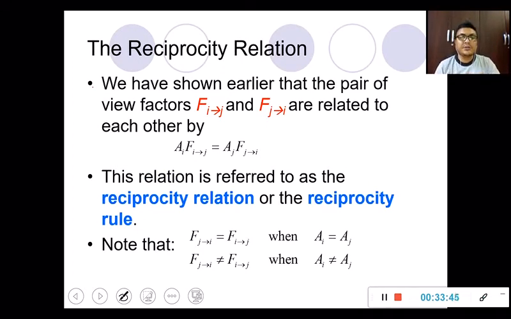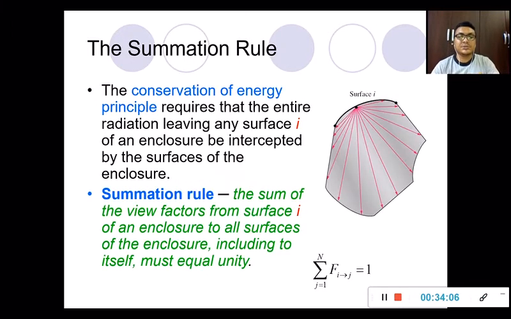For the reciprocity relation, the view factor Fij and Fji are related to each other. The relation is referred to as the reciprocity relation or reciprocity rule.